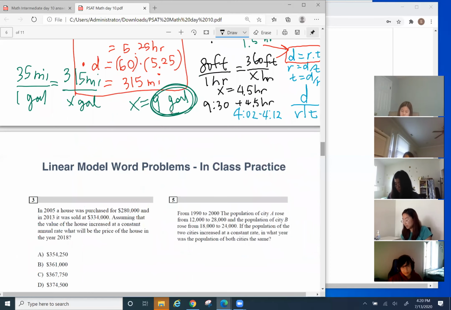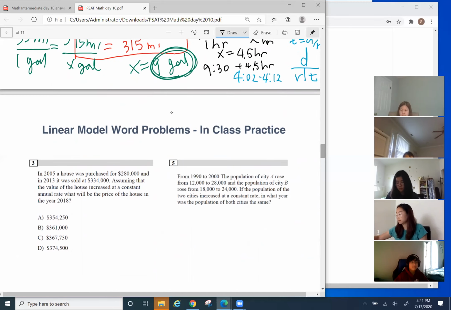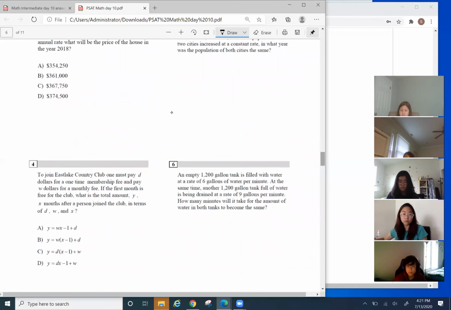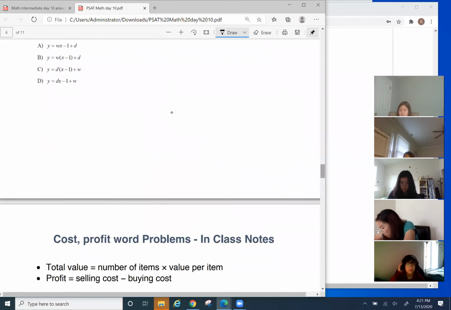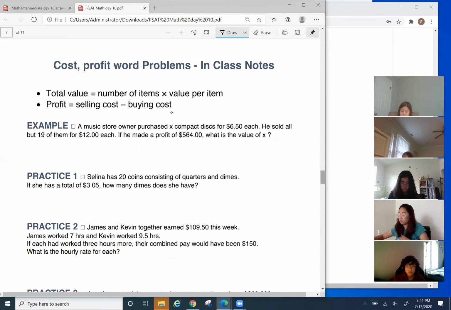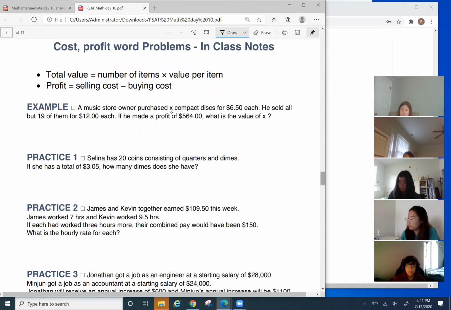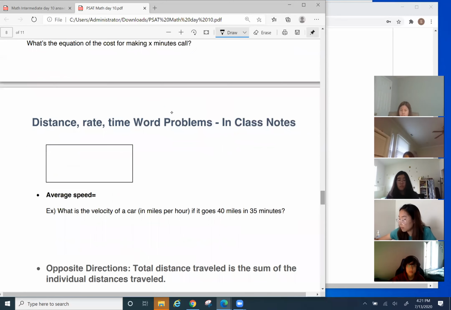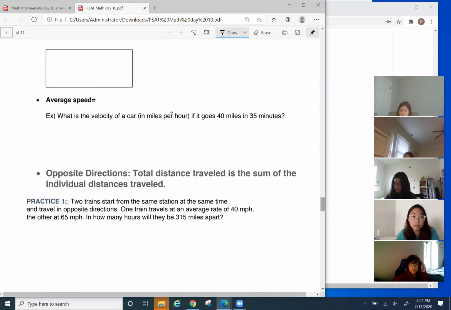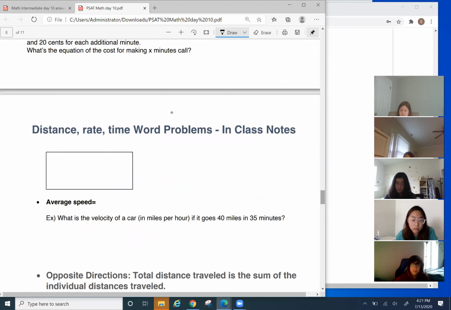Okay, so these types were probably hard for some of you, but it's still linear and proportion and DRT, everything you learned. So you guys can do this part for homework. This is really hard. So if you think it's just too much, then don't do it. It's fine. Okay, so let's do more distance rate time questions now.